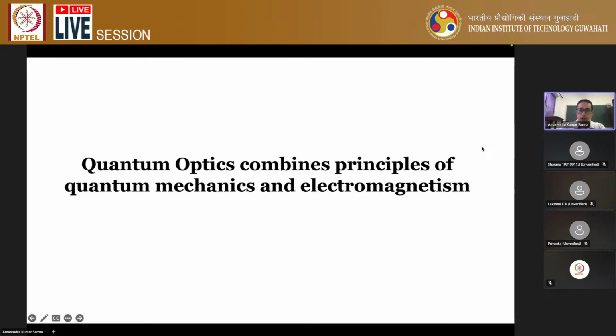this quantum optics, you must already have some fair bit of idea what it is. It basically combines the principles of quantum mechanics and electromagnetism, and in essence quantum optics studies the interaction of light with matter, quantized matter, that is the semi-classical approach. And also mainly in quantum optics, you consider the quantum aspect of the radiation and the quantum aspect of the matter, and then you study the combined effect.